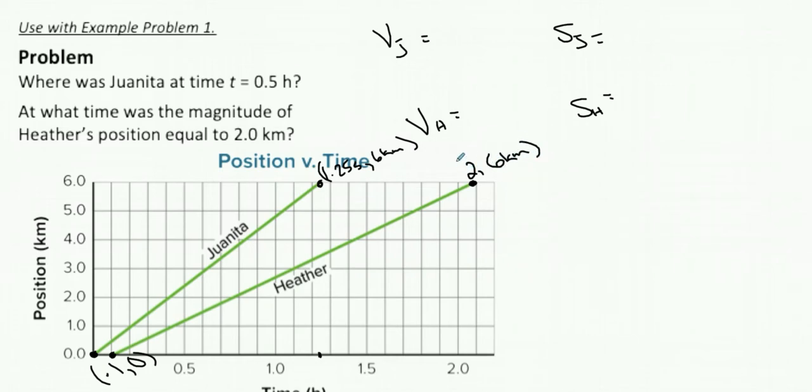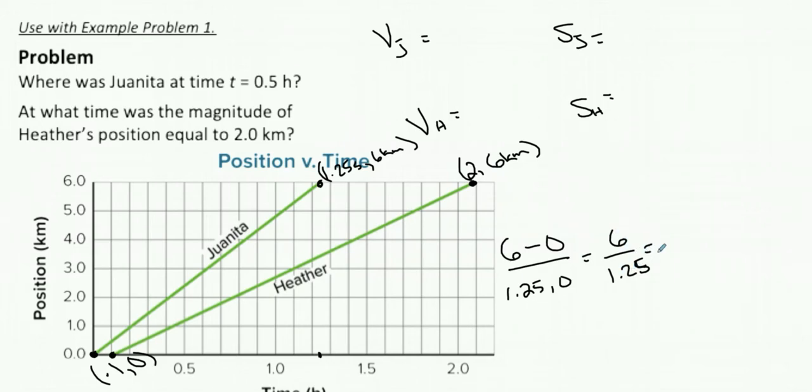Okay, so let's find those speeds. Let's do Juanita first. We went 6 kilometers from 0, so it's final minus initial, or y2 minus y1, over x2 minus x1, 1.25. Don't overcomplicate this. This is the slope formula, but let's say how far did we go from the beginning and how long did it take us? So we went 6 kilometers in 1.25 hours.